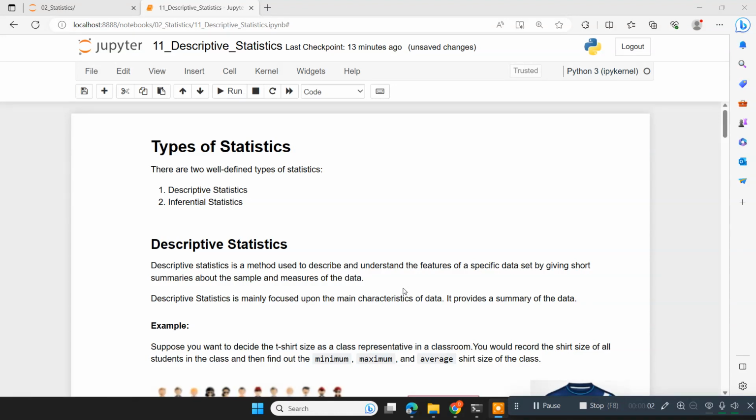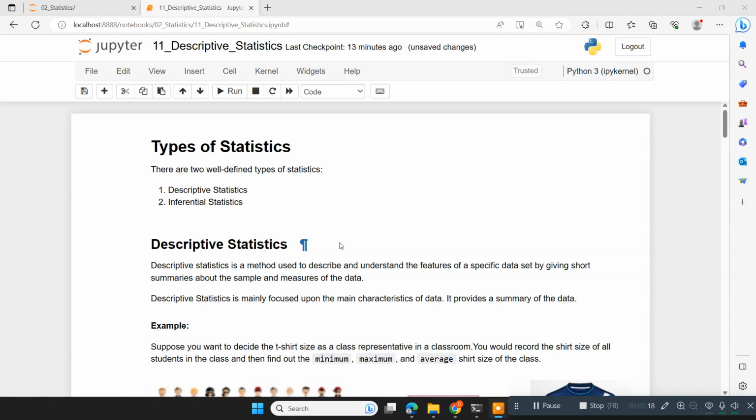Hi guys, today I would like to talk about statistics, importantly descriptive statistics. There are two types of statistics, descriptive statistics and inferential statistics. And descriptive statistics plays an important role in understanding the data.